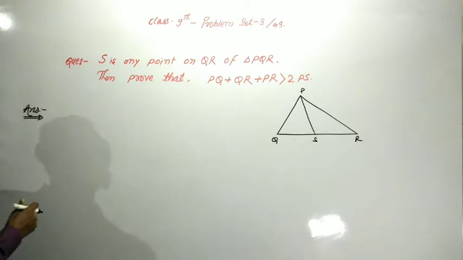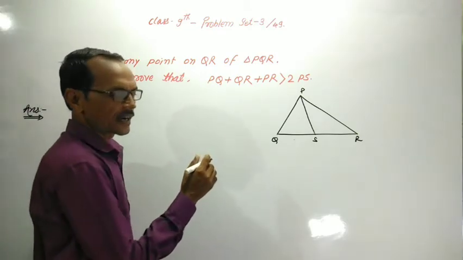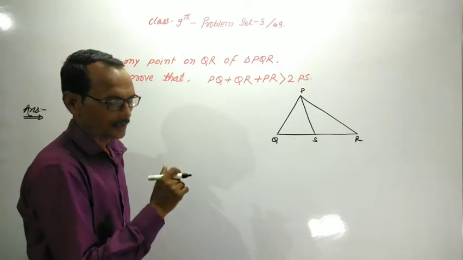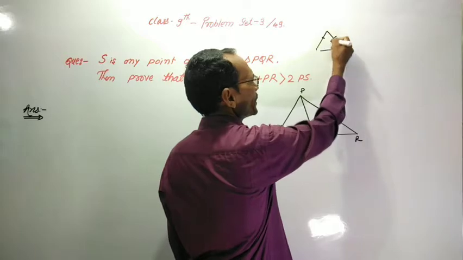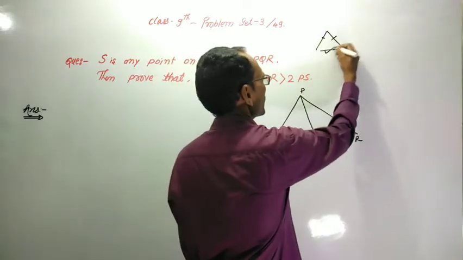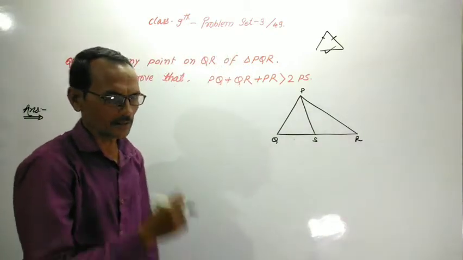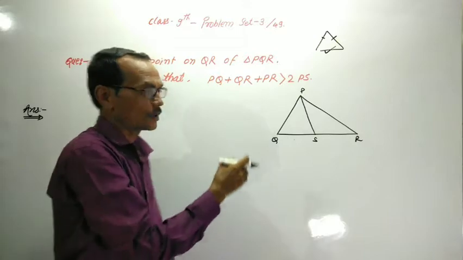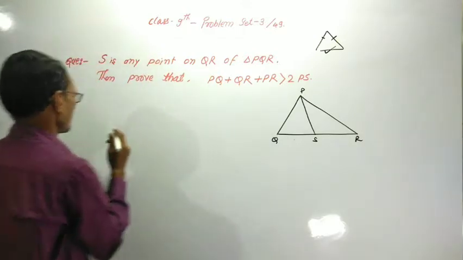For that, we have already seen the property of triangle, that is inequality of triangle. What is that? Sum of any two sides is greater than the third side. This is the inequality. By using this inequality, we want to prove this. We want to answer this question.